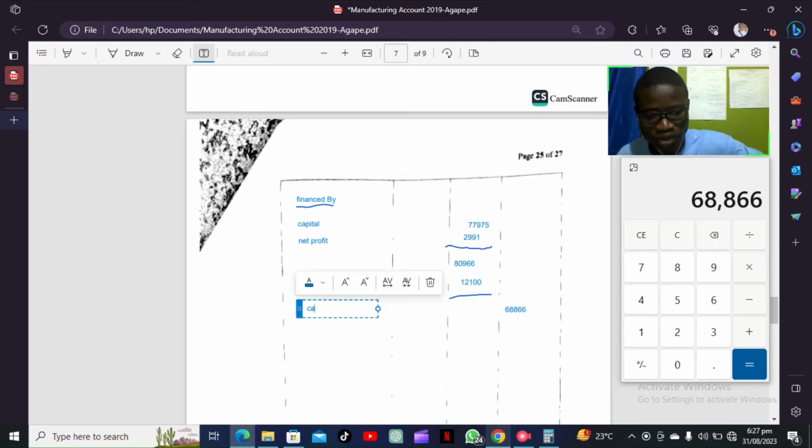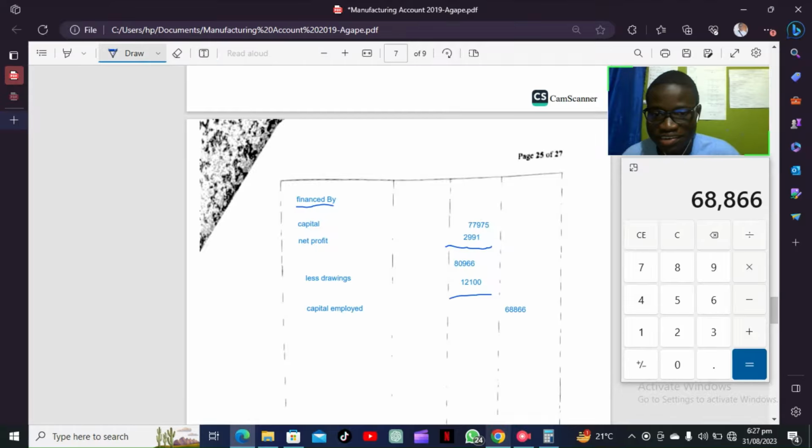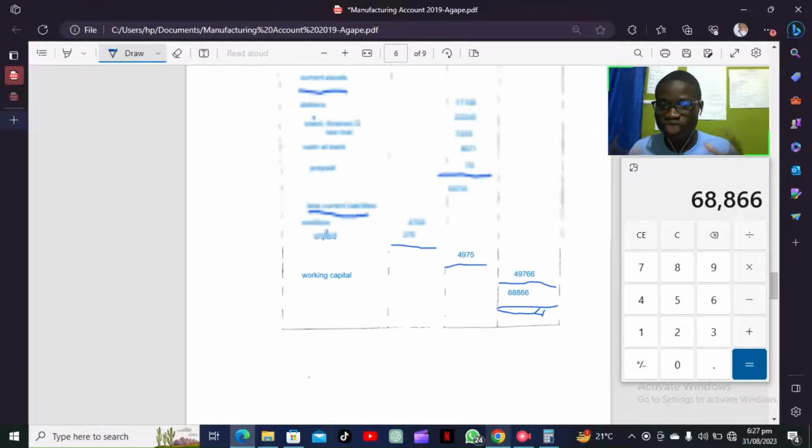This is 68,866. This is our capital employed. Capital employed. So you see, our balance sheet has actually balanced. These are the procedures that one needs to follow in order for the manufacturing account to balance. But in the future, we'll handle more complex questions concerning the adjustments so that we get to understand and practice more.